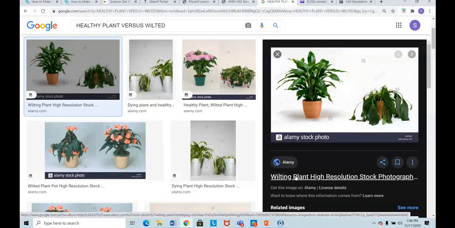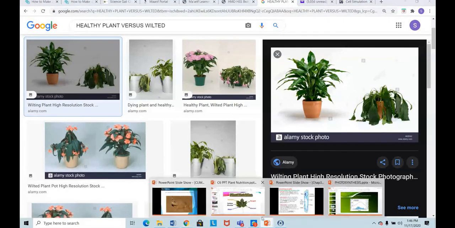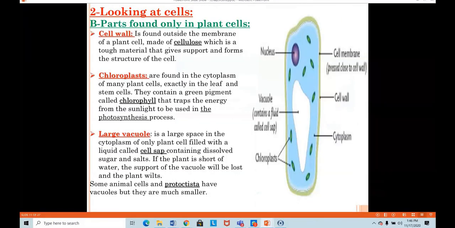Okay, so when this leaf is losing water, from where is it losing this water? From this vacuole. So when this vacuole decreases in size, when it becomes short of water, then the support of the vacuole to the cell will be lost and the plant wilts. Then the cell will shrink in size. It will not be erect and healthy and bulged. It will be shrunken when it loses water, and this shows on the plant. The plant, on the other hand, also will be wilted. Clear, girls? Yes.